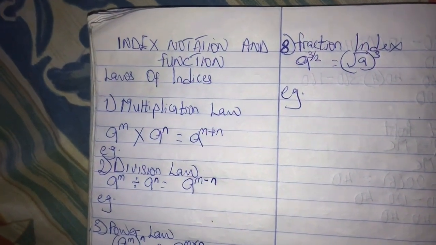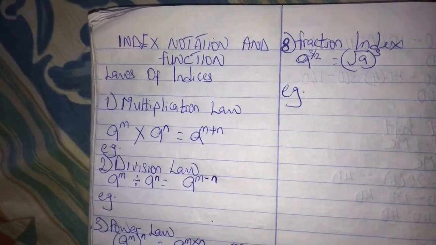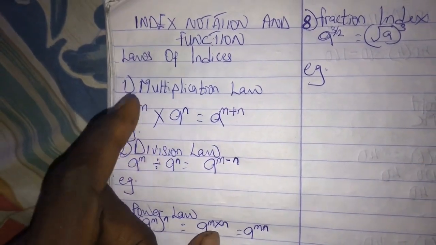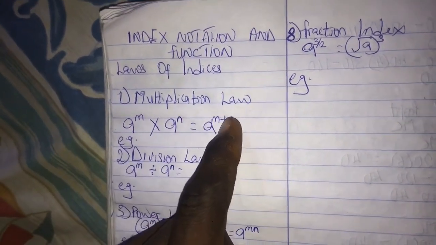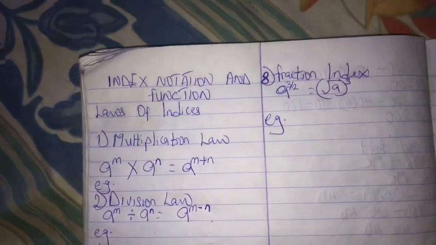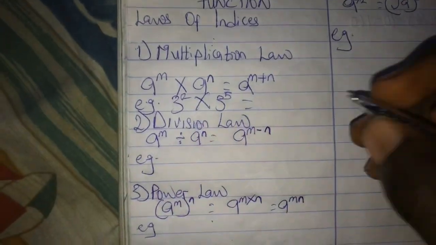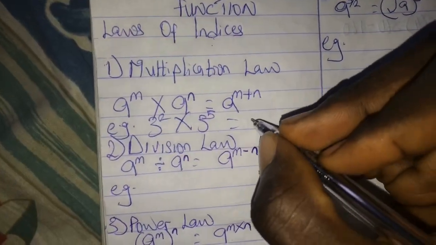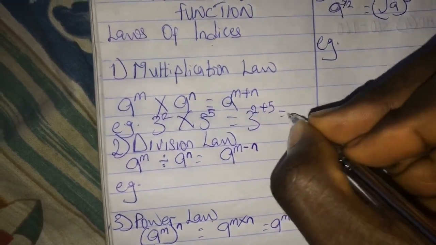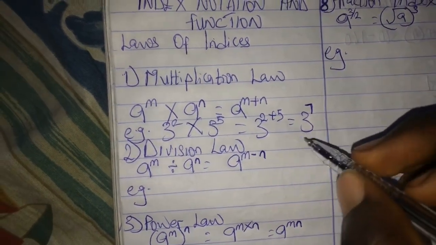So the multiplication law: you apply it when numbers with equal bases are being multiplied, then you add their powers. For example, a to the power of m times a to the power of n. What happens there? We add the powers, which is m plus n. Now for example, for the multiplication law, you are given 3 to the power of 2 times 3 to the power of 5. Therefore, the answer will be 3 to the power of 2 plus 5, which is 3 to the power of 7. Since we are solving this, we leave it in index form.